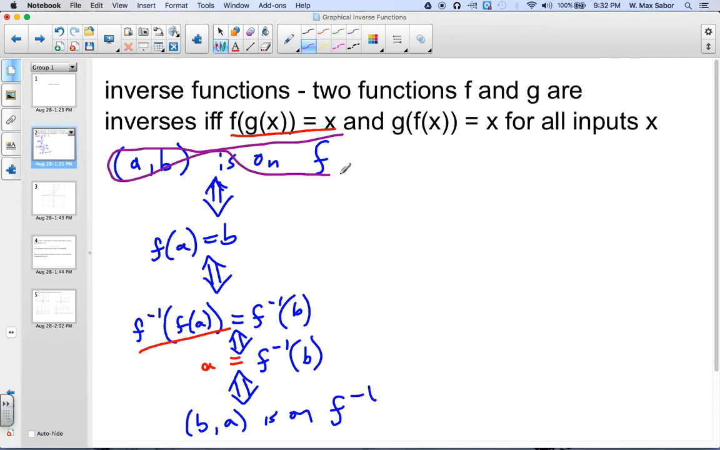In other words, if you look at the big picture, if you have a function and a point on the function, if you switch the x and the y coordinates, the input and the output, that's on the inverse function. That's the easier way of thinking about an inverse function: if you switch the input and the output of a function, you get the inverse. But this is the technical definition, that when you substitute one function into the other, you get out x.